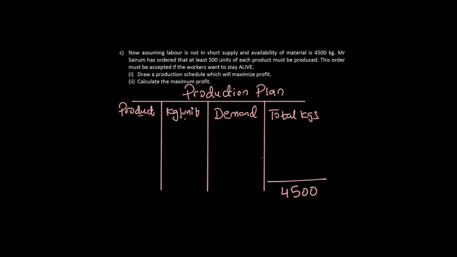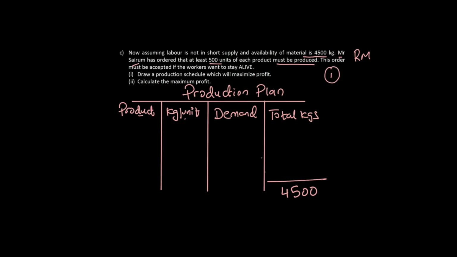Okay, now part C is an interesting case. Now they're going back again to say that you only have 4500 kgs of material available. So again, raw material becomes your limiting factor. But now they've given you another constraint. Mr. Siram, who's the owner, has ordered that at least 500 units of each product must be produced. So now you have two constraints.